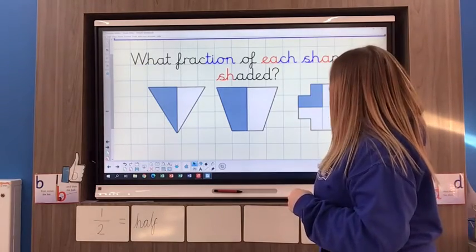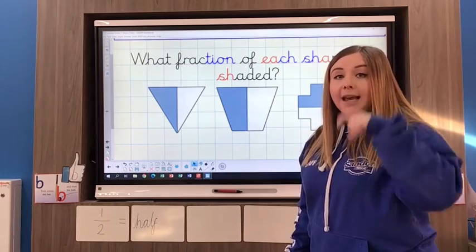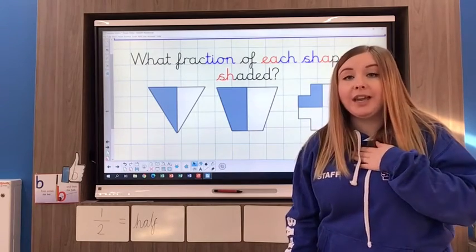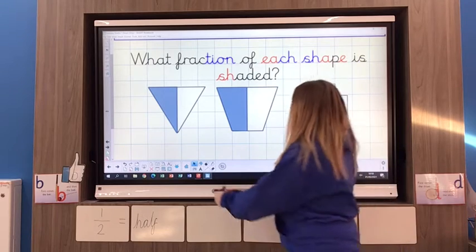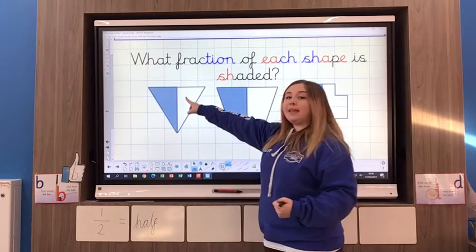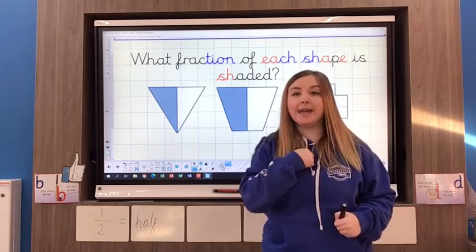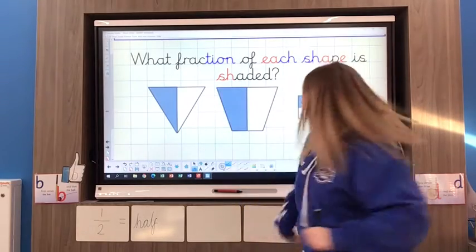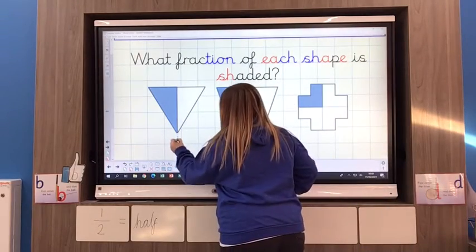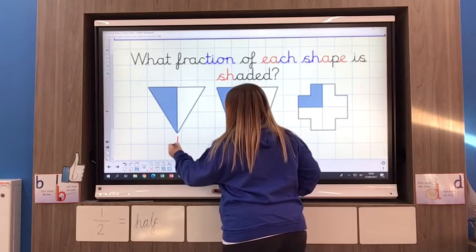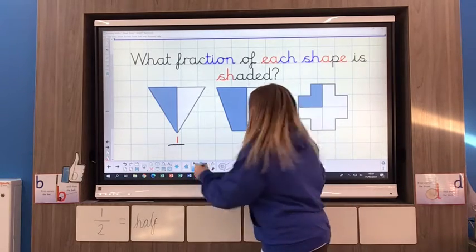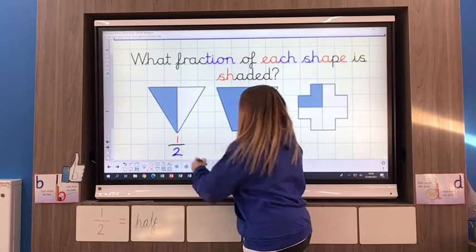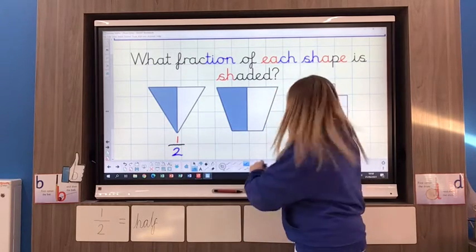What fraction of each shape is shaded? Okay, so remember our numerator is how many we've got, or how many are shaded, and the denominator is how many there are all together. So on this one, how many pieces do we have? We've got 1. And how many are there all together? 1, 2. Brilliant. So there we've got 1/2.